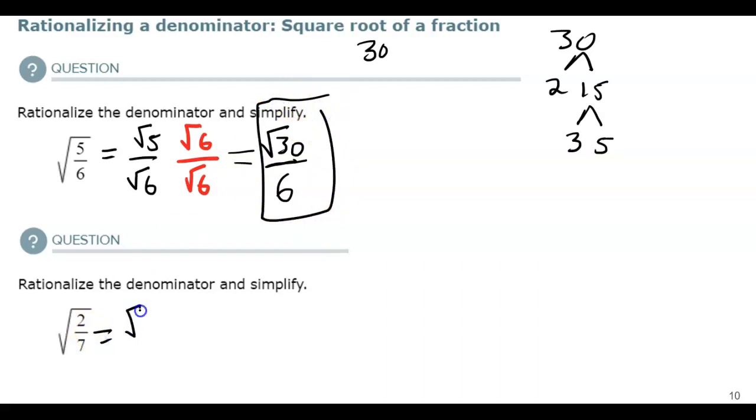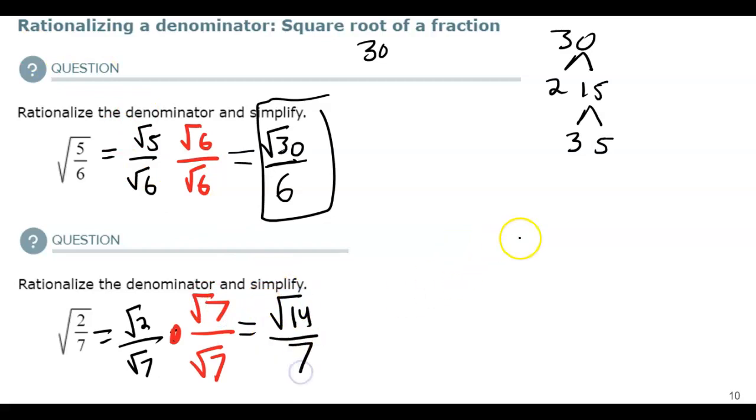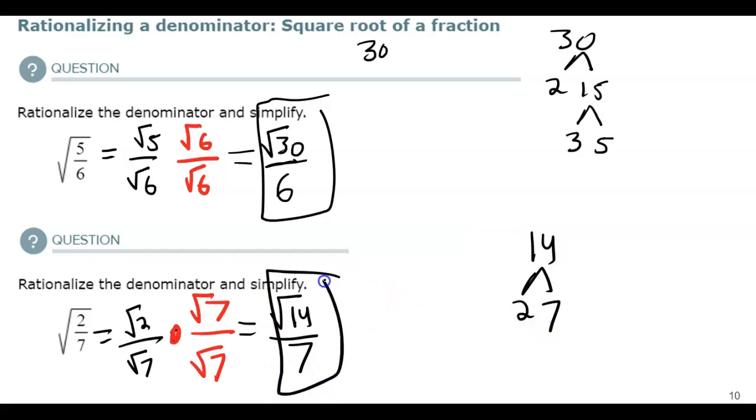I can break this into 2 things. Multiply, sorry, this should be 7. So square root of 14 over 7. Think about my 14, 2 and 7. I can't break that down anymore, so that's my final answer.